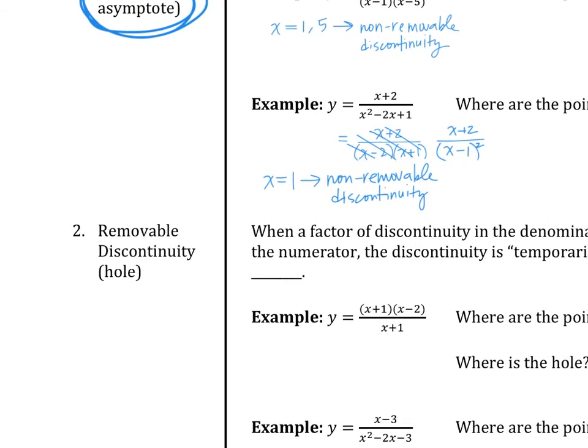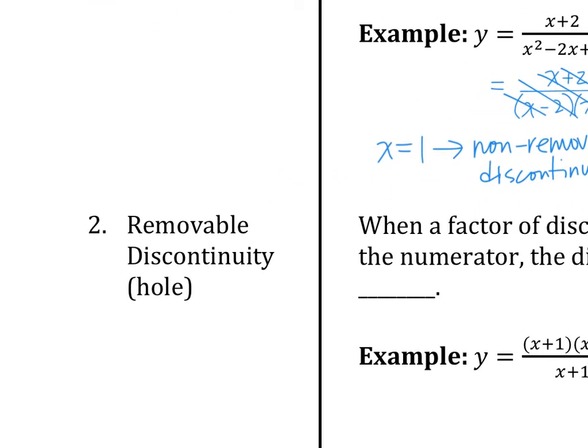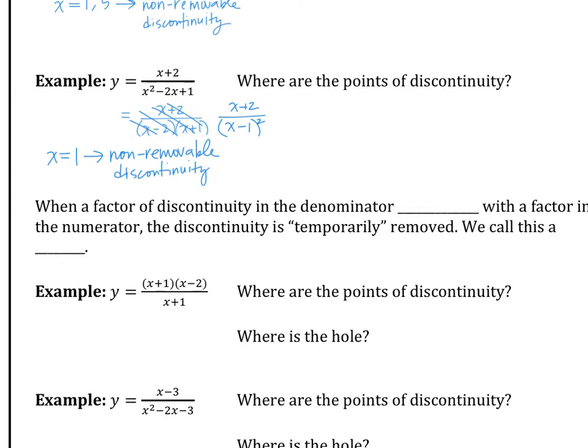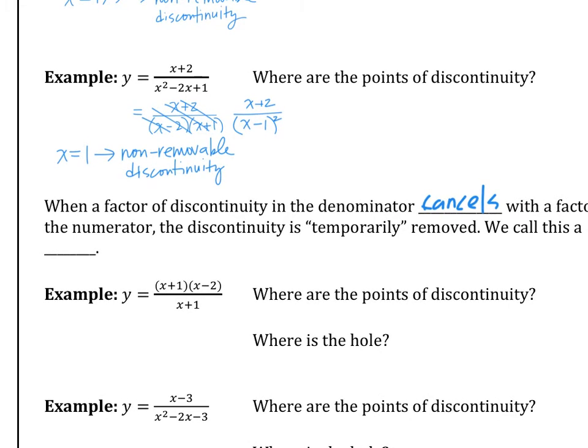Okay, now when a discontinuity or the factor does cancel with the numerator, we call that a hole. Non-removable, I cannot fix it, vertical asymptote. If I can fix it, it's going to be a hole in my graph. So this is when the denominator cancels with a factor in the numerator. And this discontinuity is temporarily removed. We call this a hole.